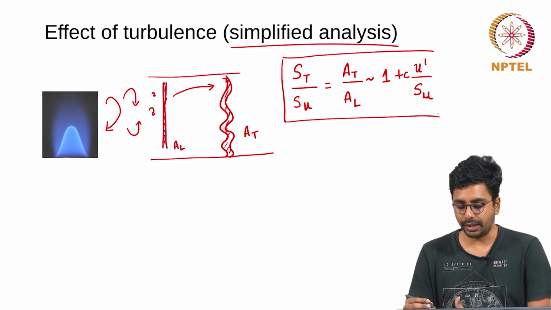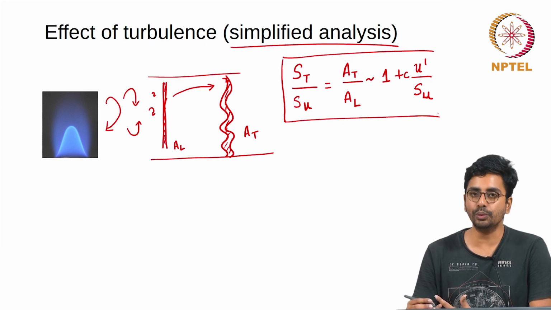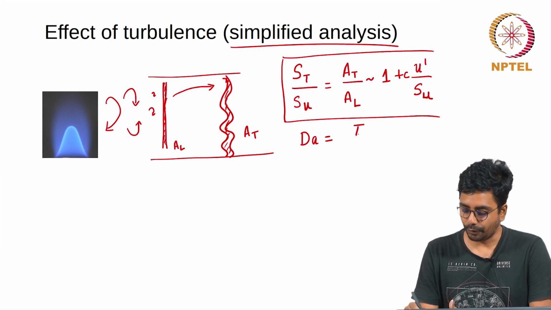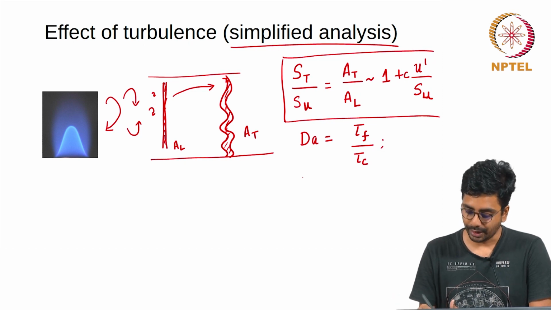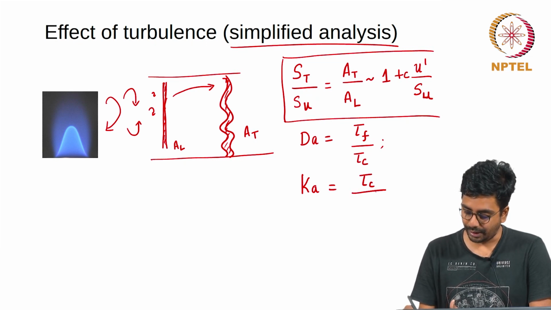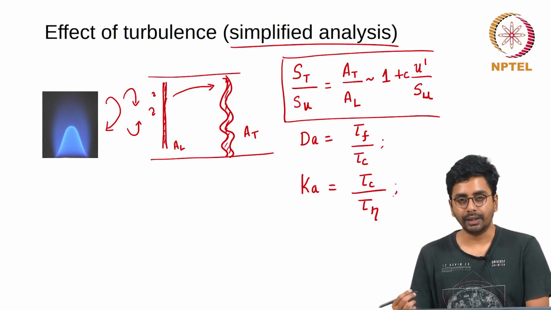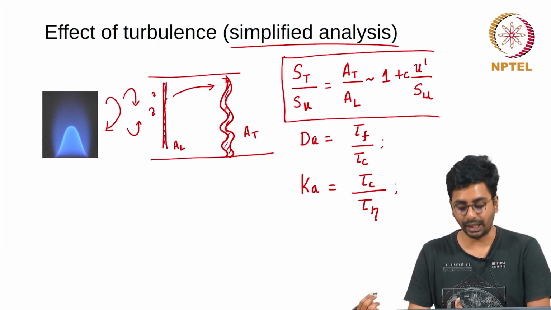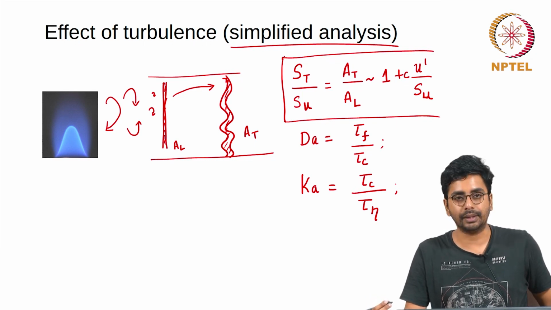In the course we characterize the effect of turbulence on premix flames using two non-dimensional numbers. One is called the Damkohler number, which is the flow time scale based on the integral scale to the chemical time scale, and another non-dimensional number called the Karlovitz number, which is the chemical time scale to the flow time scale based on the Kolmogorov length scale. Okay. I will not go into the details here, you can refer to the appropriate lecture, but I will move on with this simplified picture of the effect of turbulence on premix flames.